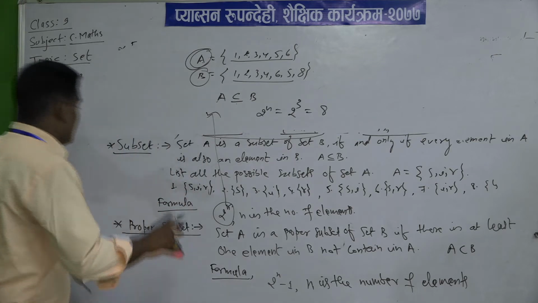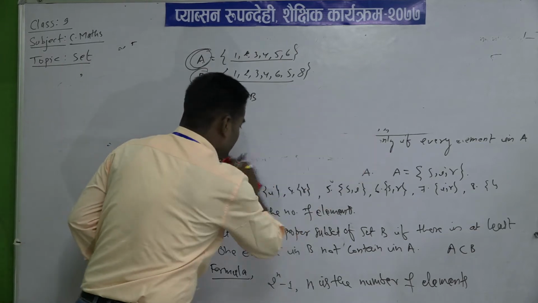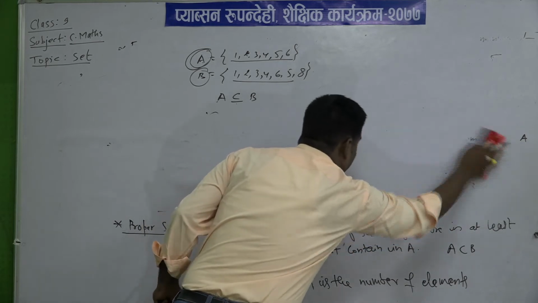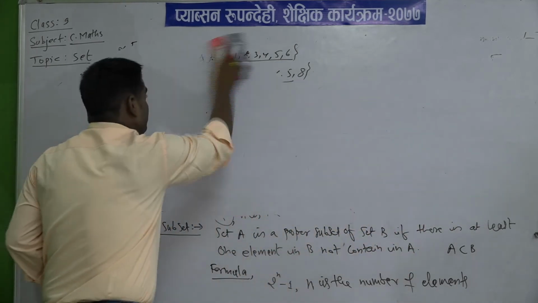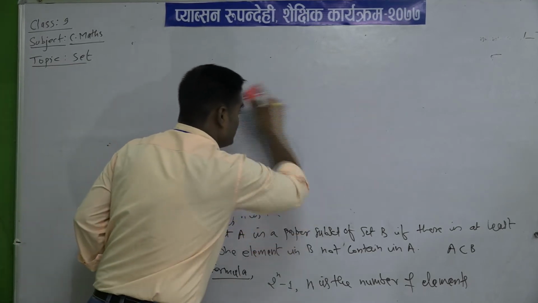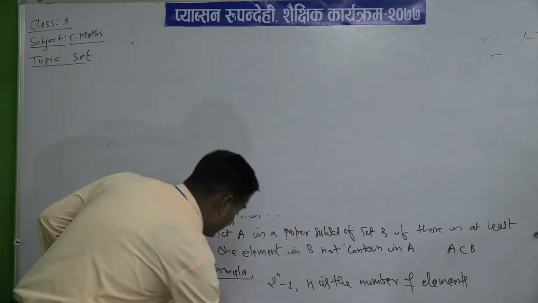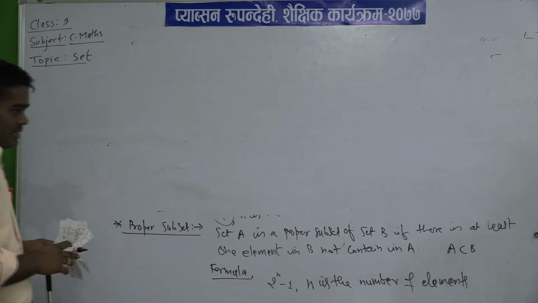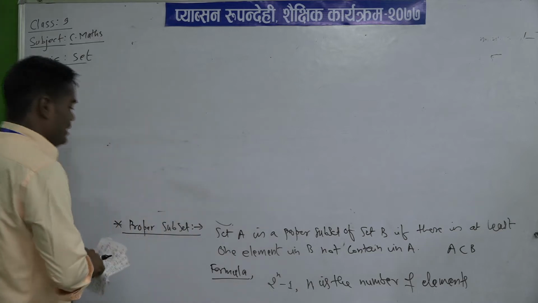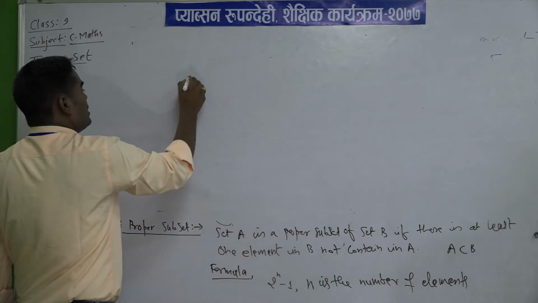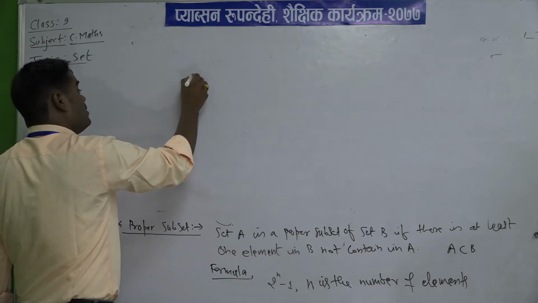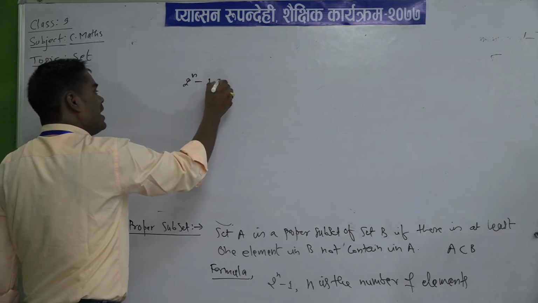And then after, proper subset. What is a proper subset? There is a little bit of difference between a subset and a proper subset. In a subset, the two sets might be equal, might not be equal, but in a proper subset, to find the subsets, what is the formula? 2 power n minus 1.